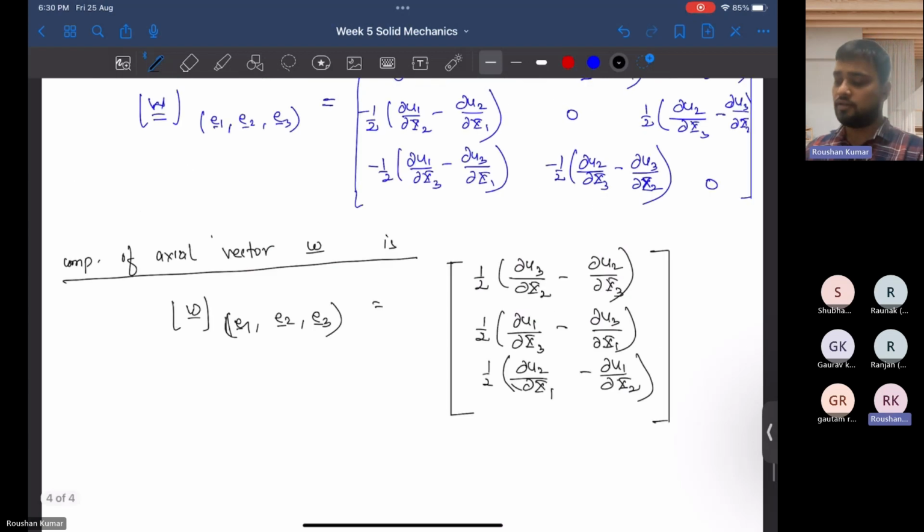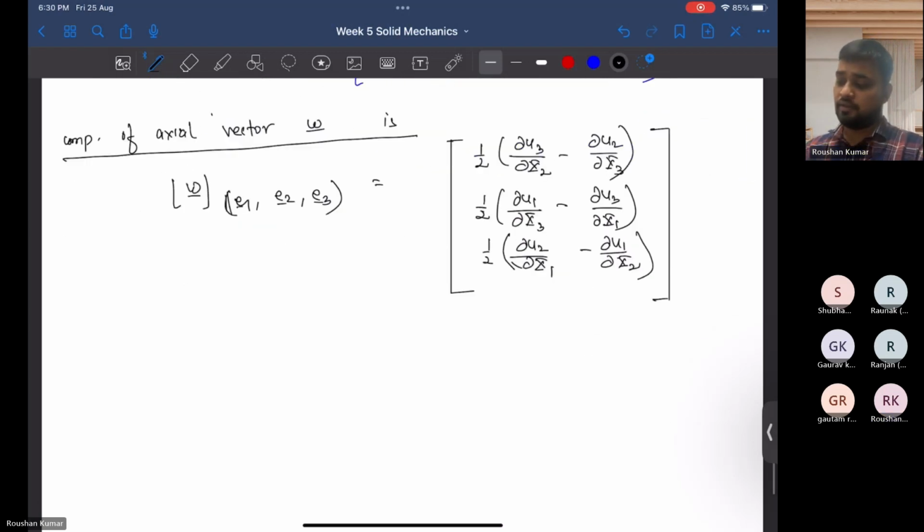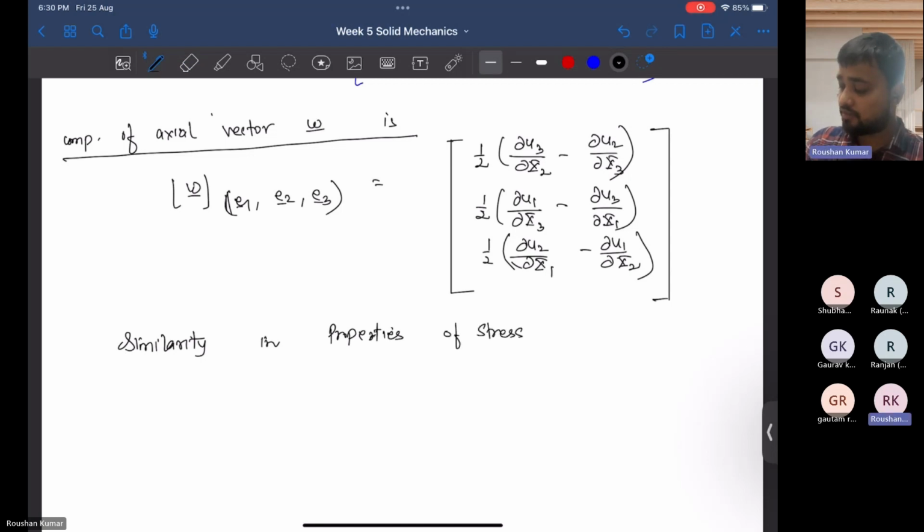So this is all about lecture number 13. The next and the last lecture of this session is lecture number 14, which is based on similarity in properties of stress and strain tensor. So I just simply write the similarity here, that is similarity in properties of stress and strain tensor.